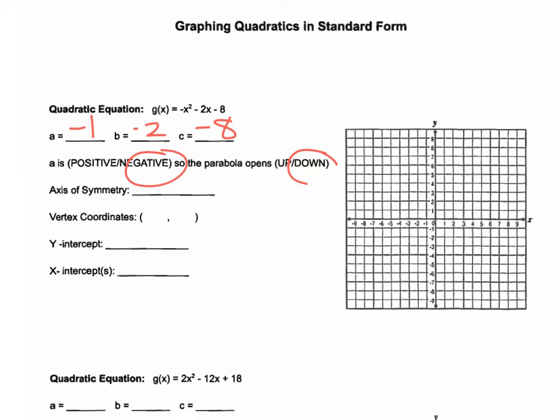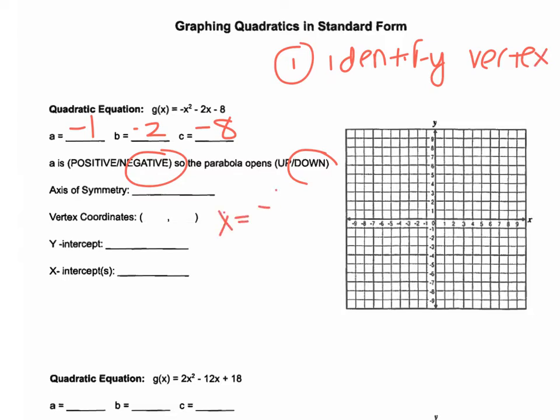The first thing that we always need to do is identify the vertex. When the equation's in standard form, we do that by using the equation x equals -b over 2a, or opposite of b over 2a. So for me, opposite of b is 2, and twice a is -2. So the x coordinate of the vertex is going to be -1.